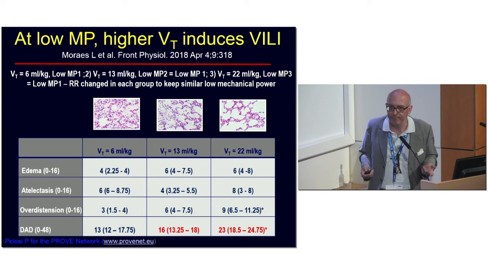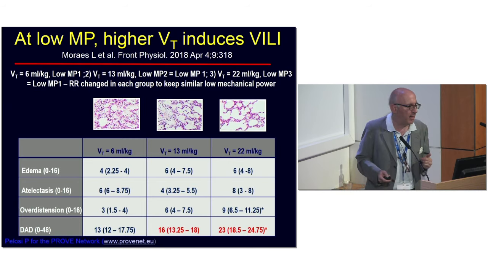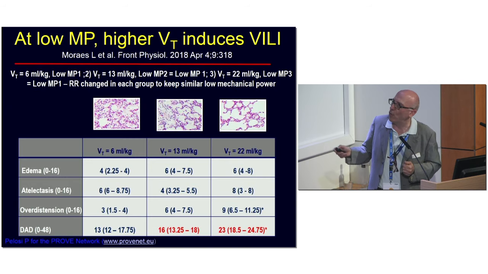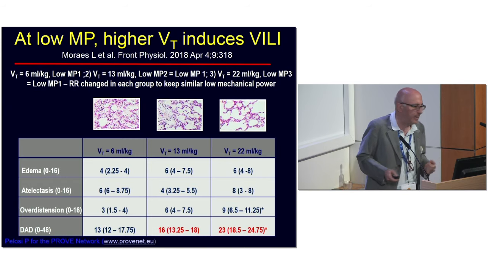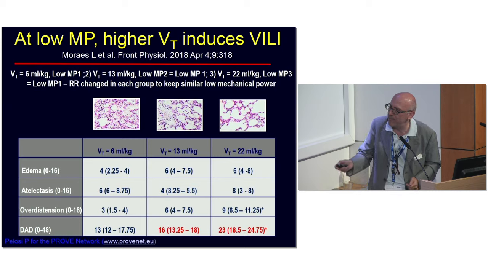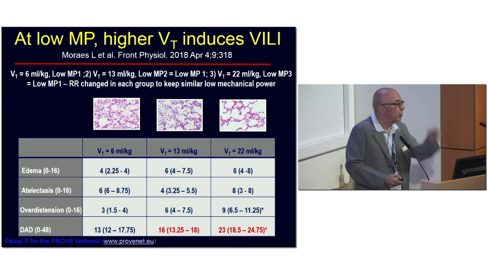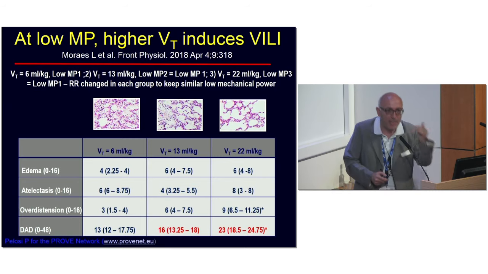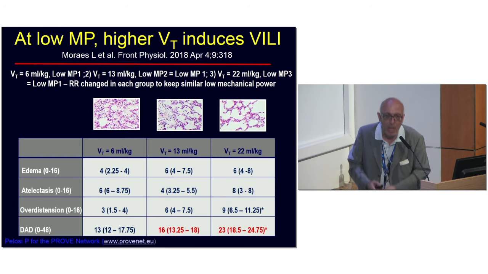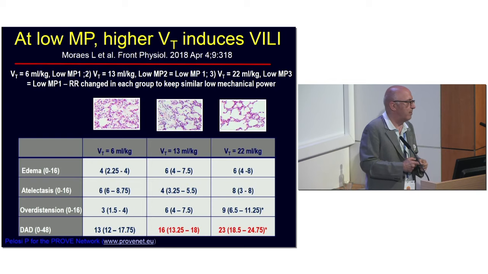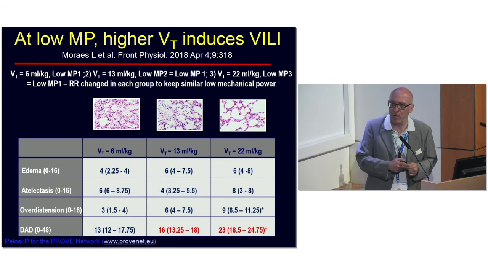That's right. We are delivering the minimal mechanical power, but with different tidal volumes. And of course, here we are reducing the respiratory rate. And look at that, we had a progressive increase in lung injury. So this means that even at the lowest mechanical power, you should deliver it with the lowest tidal volume as possible and the lowest driving pressure as possible.